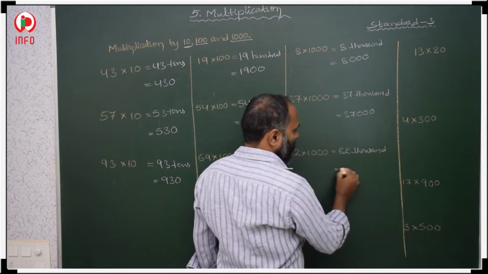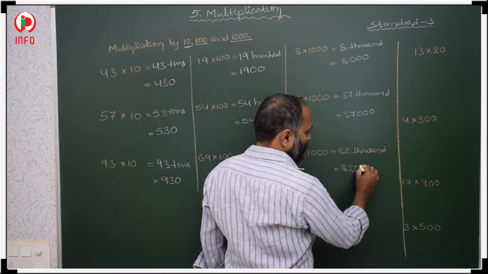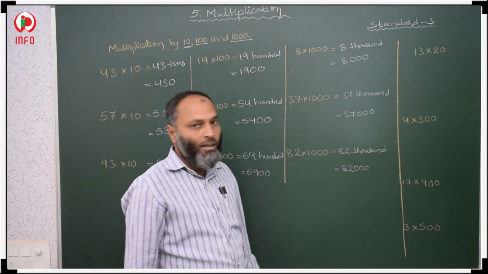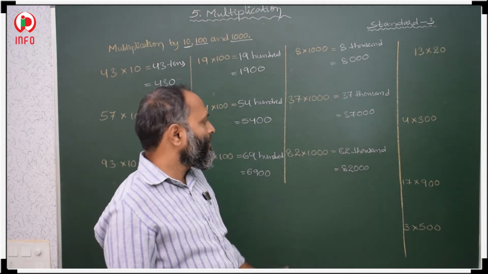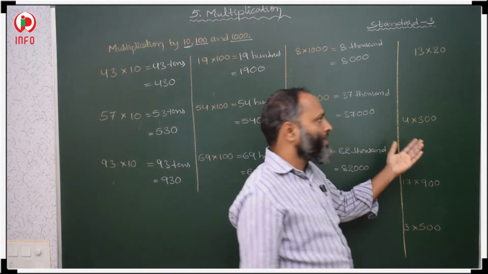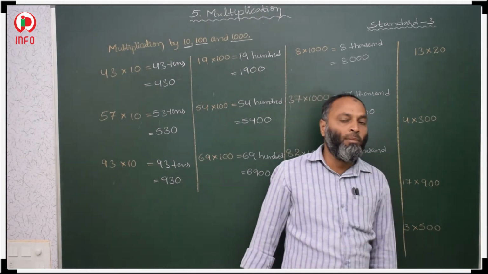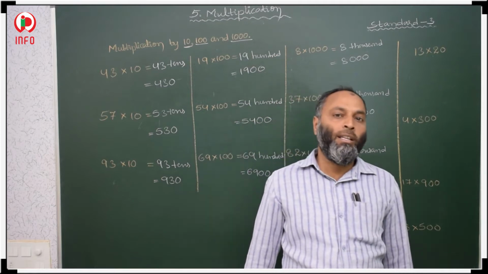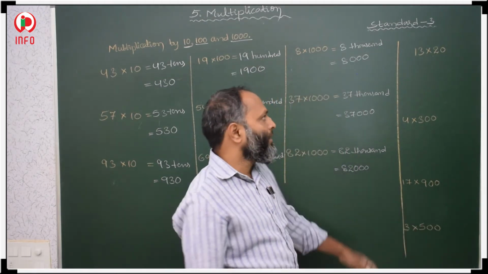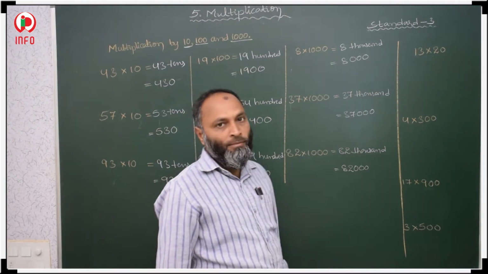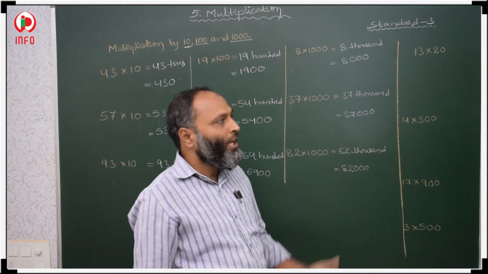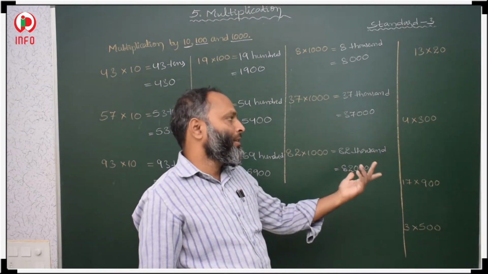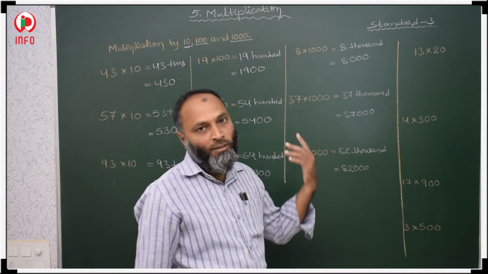So in this way we have to find our product. If the number is not given in tens, 100 and 1000, then how to multiply? If possible, you have to convert into tens, 100 or 1000 and multiply. Here, 13 into 20, there is no 10. Then how to do? If possible, make it in tens; if possible, in hundreds; if possible, in 1000. If not, then we have to multiply directly.